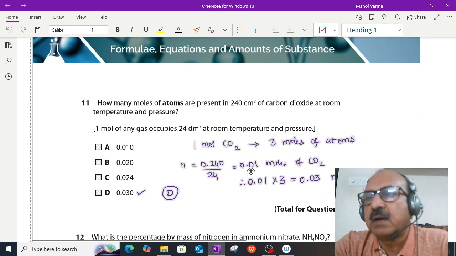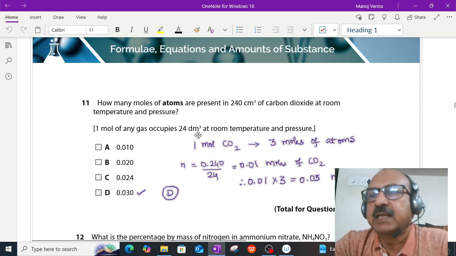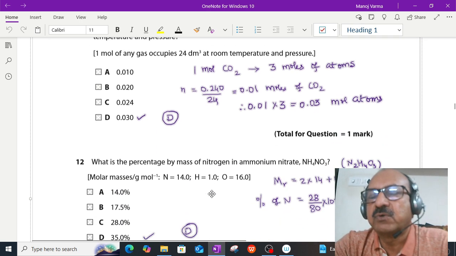Once you get the number of moles of carbon dioxide, which is 240 cm³, if you convert to dm³, it will be 0.24 divided by 24, that is 0.01 moles. But then you have to multiply that by 3 and you get 0.03 mole of atoms. So that's the answer of this question. The answer is D. Okay, let's go on to the next question.